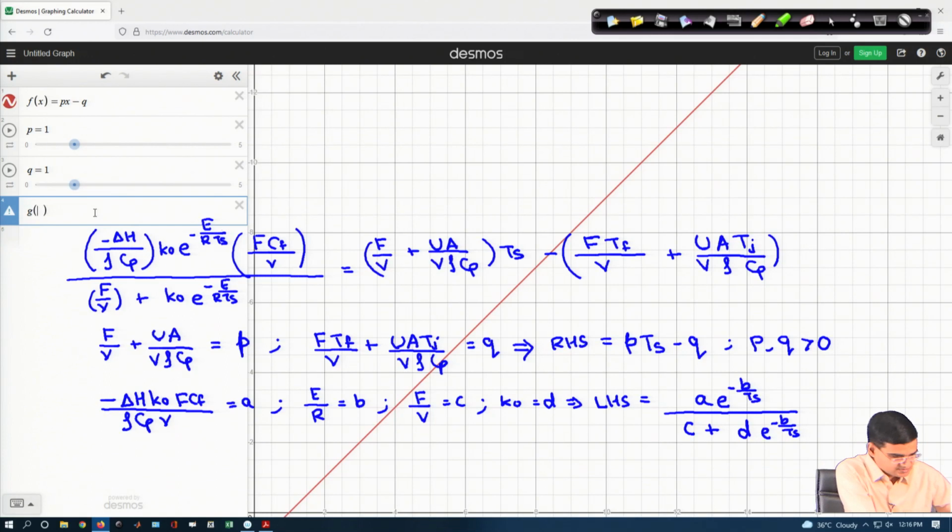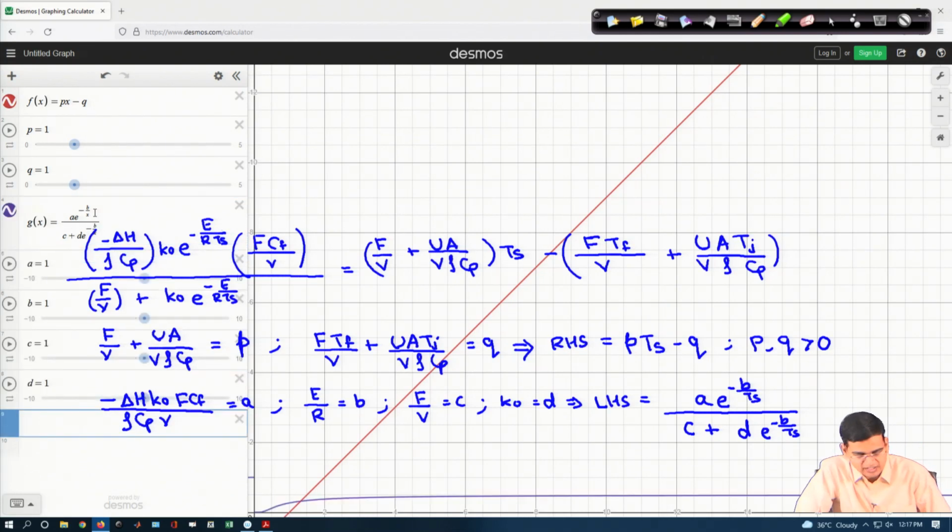G of x is equal to A e to the power minus B upon x divided by C plus D e to the power minus B upon x. Okay.